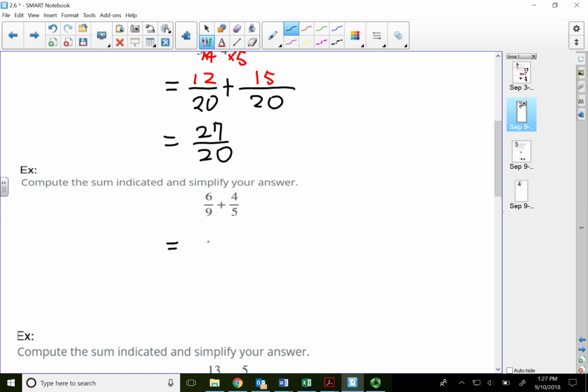All right, let's try again, okay? 9 and 5, different denominators. Please do not just say this is 10 over 14, okay? That is super, super wrong. Very wrong.